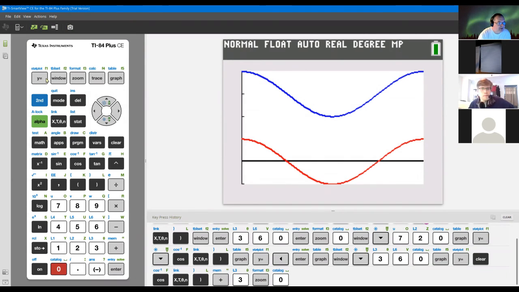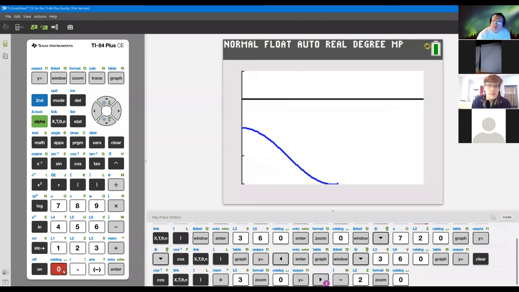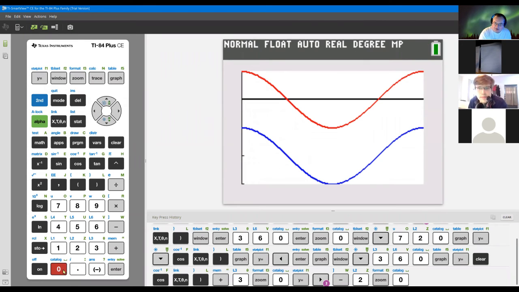Now, just for completeness sake, suppose it was subtract 2. It should go down 2, right? Zoom 0. Doesn't the blue guy look like the red guy has been moved down 2 to get to the blue guy? Works perfectly fine.